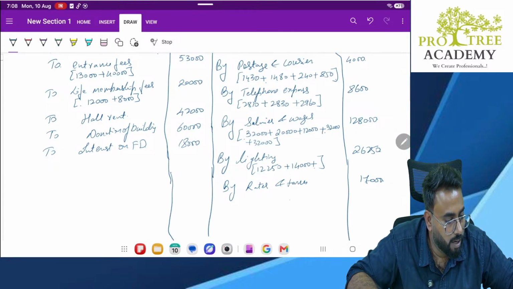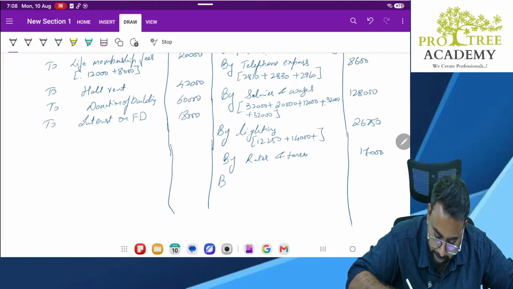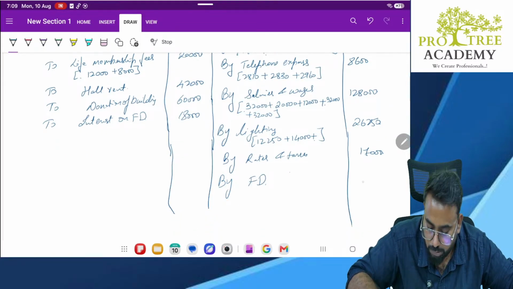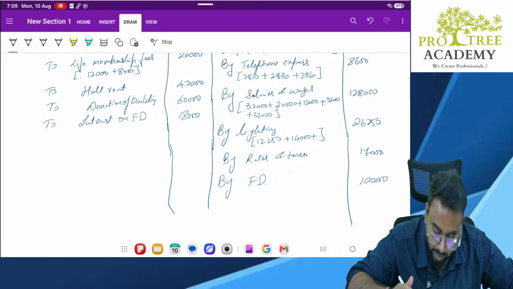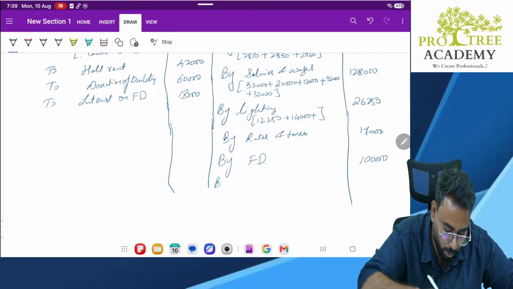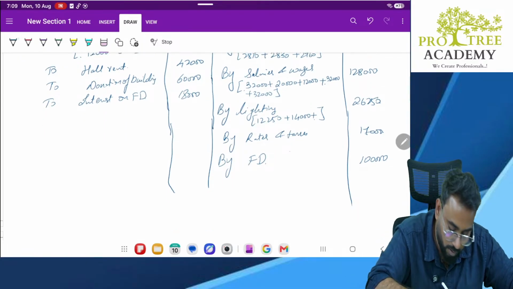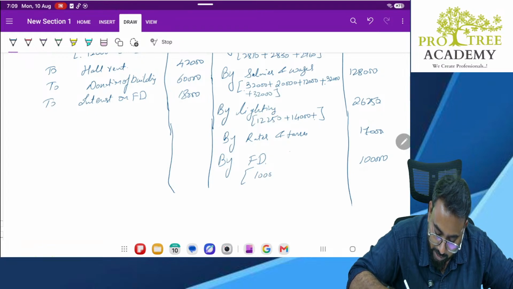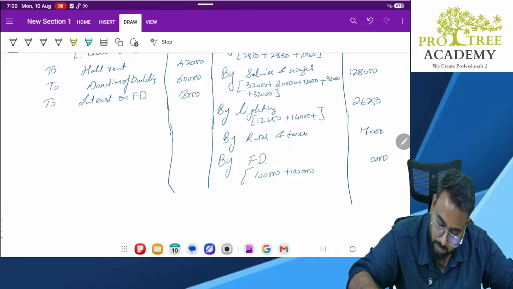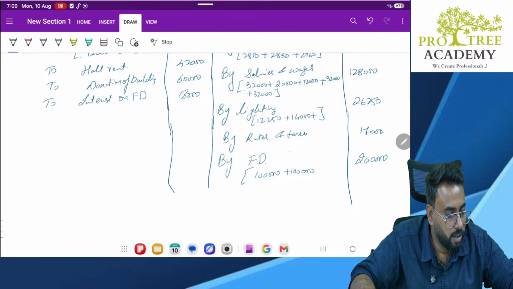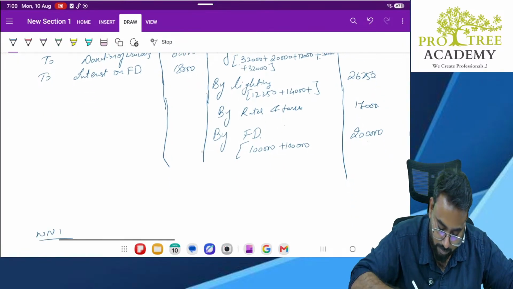Next. Fixed deposit. By fixed deposit. How much? 1 lakh. Printing and stationery done, postage courier done, lighting, telephone expenses done. Again fixed deposits. Put together we can do it here only. Correct or no? Fixed deposit, how much? 1 lakh once plus 1 lakh. So this should be 2 lakh. Wages and salary, telephone, courier, lighting, all done.